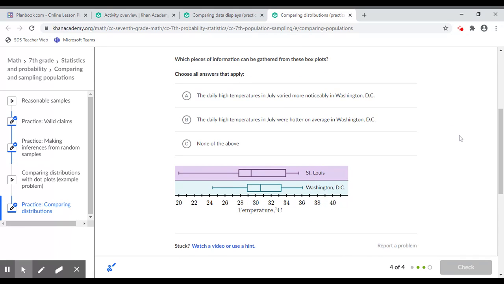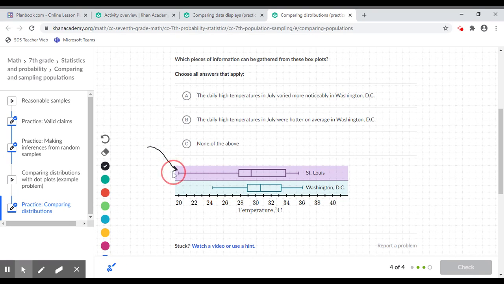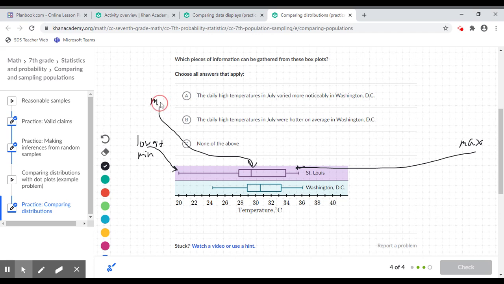All right, we see down below, we have 2 different box plots. A box plot tells us the beginning of the data set. That means the lowest number, or the minimum, is at 20 on the St. Louis one. We also know the maximum, or the greatest number, which would be at somewhere around 35.5. We also know where the average is, or the mean. Mean is the same thing as average.